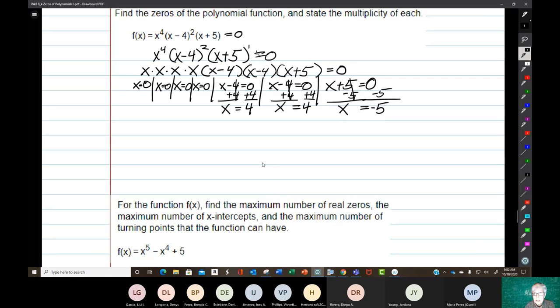So our zeros are 0, 4, and negative 5. Those are the zeros of the function, but 0 has multiplicity 4. 4 occurs twice, so it has multiplicity 2, and negative 5 occurs only once. It has multiplicity 1.